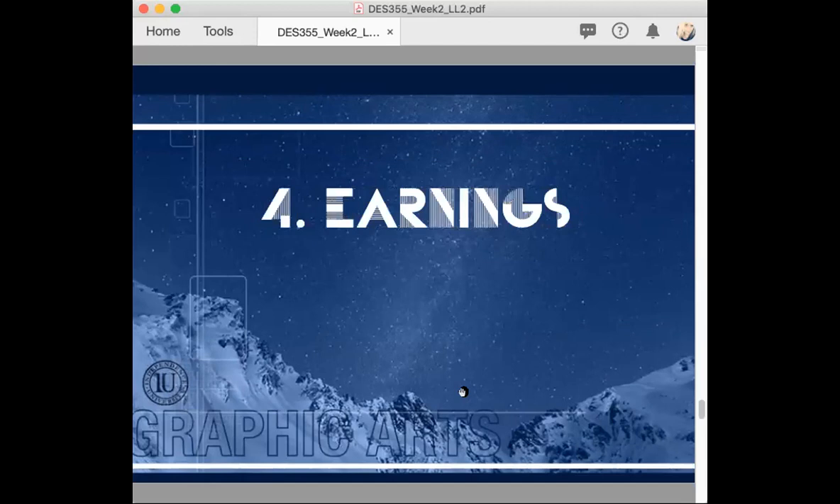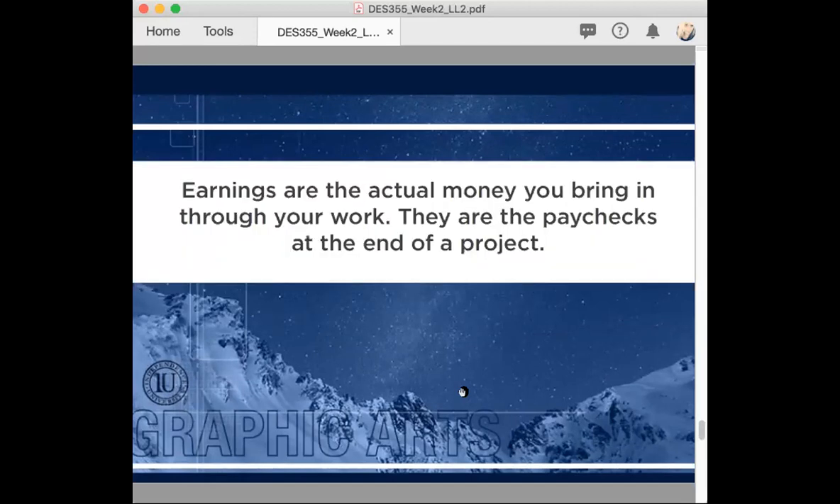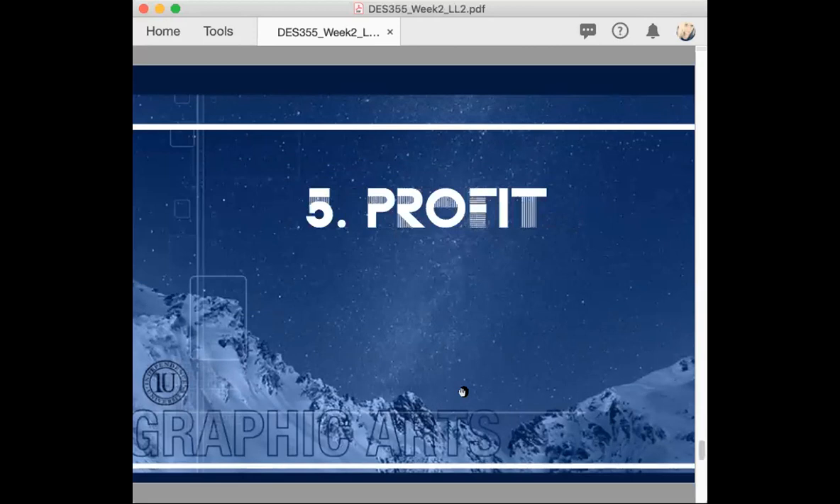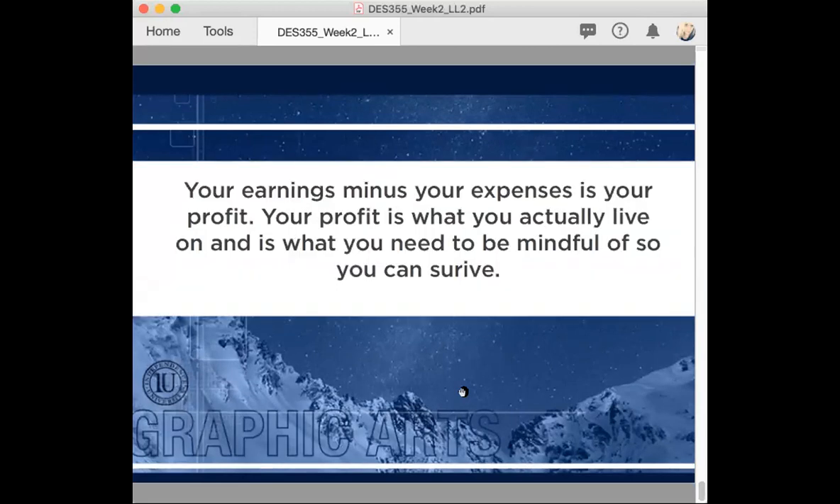You also have your earnings. Earnings are the actual money you bring in through your work. They are the paychecks at the end of a project. And then profit. Your earnings minus your expenses is your profit. Your profit is what you actually live on and is what you need to be mindful of so you can survive.